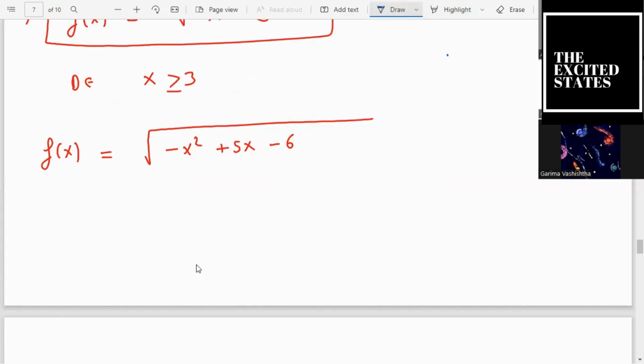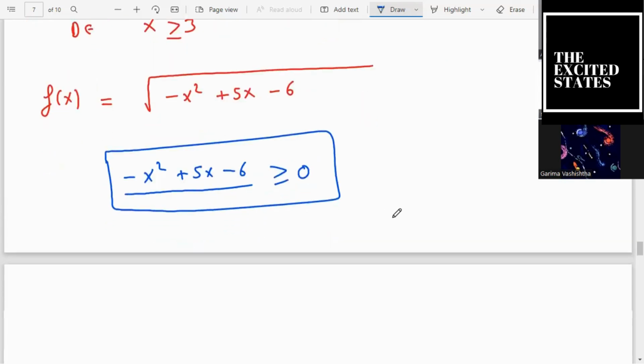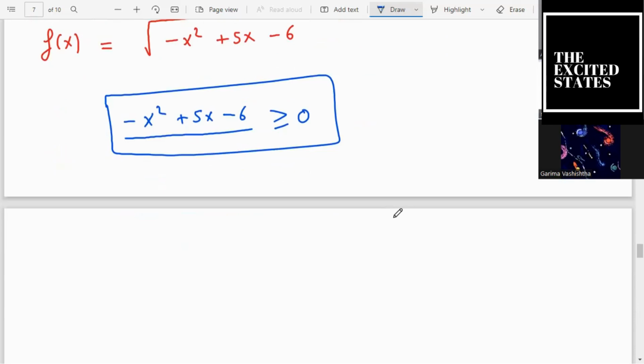Like minus x square plus 5x minus 6 is greater than or equal to 0. Just solve this inequality. You will get the solution set for this domain. So can you solve this inequality? If you cannot solve, at least factorize the left side part. Let me just factorize it.